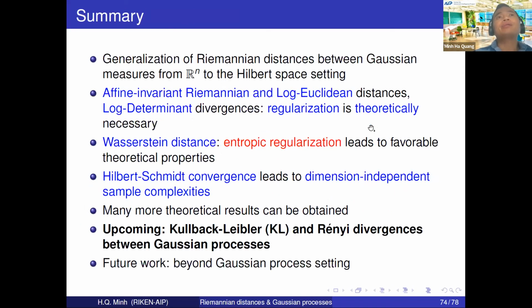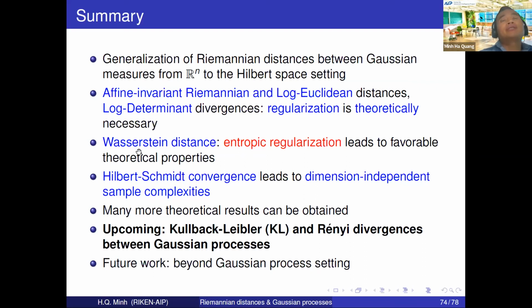So to summarize, maybe there's a lot of material. We talked about the generalization of the Riemannian distance between Gaussian measures to the infinite-dimensional Hilbert-Schmidt setting, and then we talked about the affine-invariant Riemannian distance or the Fisher-Rao distance, the log-Euclidean distance, and the log-determinant divergences. For these distances and divergences, regularization of the covariance is theoretically necessary.